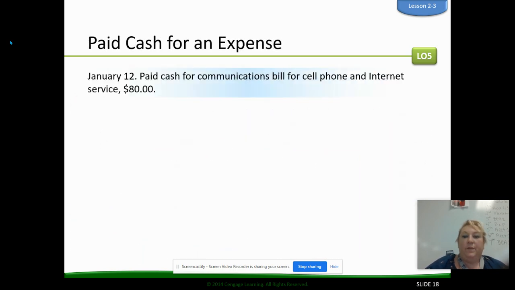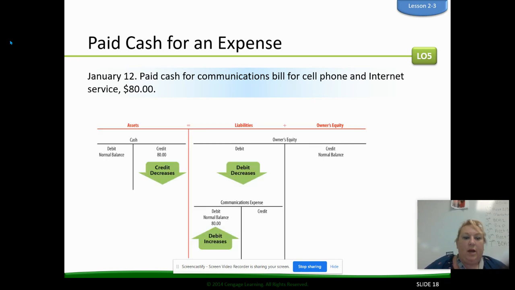And then now I have to pay for some of those bills. So I'm going to pay cash from my expense. So paid cash for communications bill for cell phone and internet, $80. I think you guys did almost the same transaction last chapter. So our cash is going down the $80 and still under owner's equity.